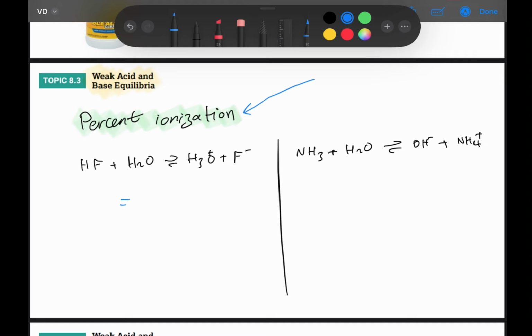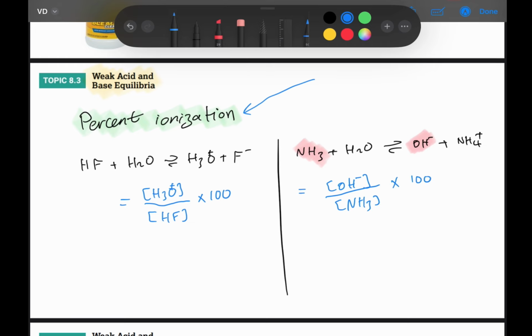The percent ionization for an acid represents the concentration of hydronium ion to the concentration of HF, I mean, the original molarity of HF, multiplied by 100. And the same thing here for the base. It's the concentration of the hydroxide ion with respect to the original molarity of the weak base multiplied by 100. So it's going to be OH negative divided by the original molarity of NH3 multiplied by 100.